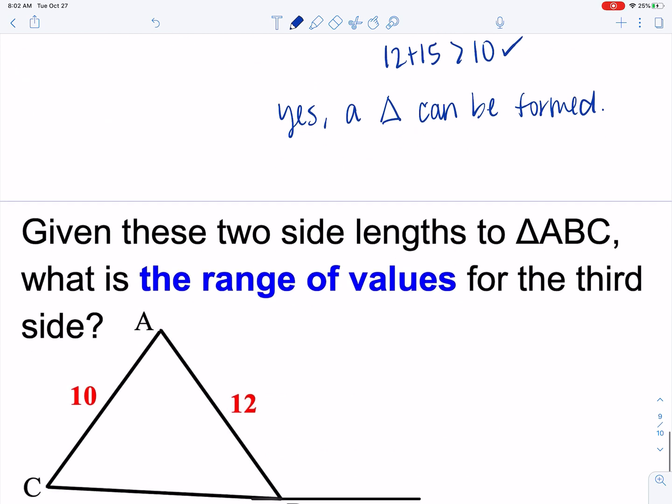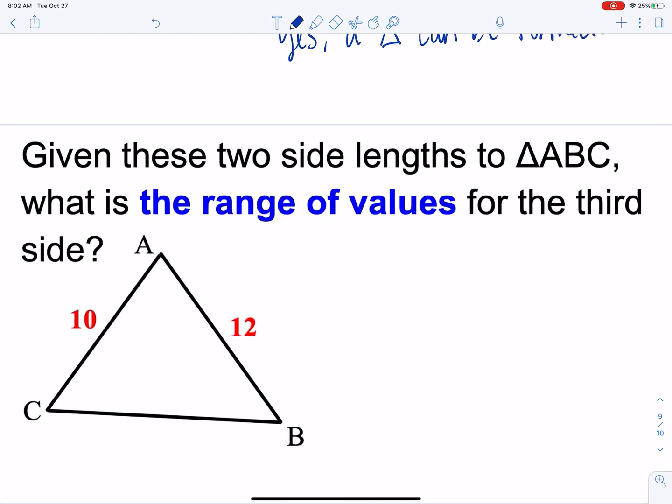Let's do one more type of problem. We're given these two side lengths to a triangle ABC. We're given 10 and 12. What is the range of values for the third side? How short could x be that they still form a triangle? How long could x be that these would still form a triangle? So we're going to use our three sides, 10, 12, and x, and set up our inequalities.